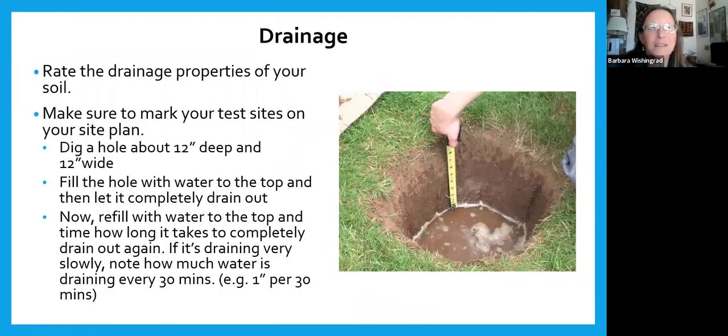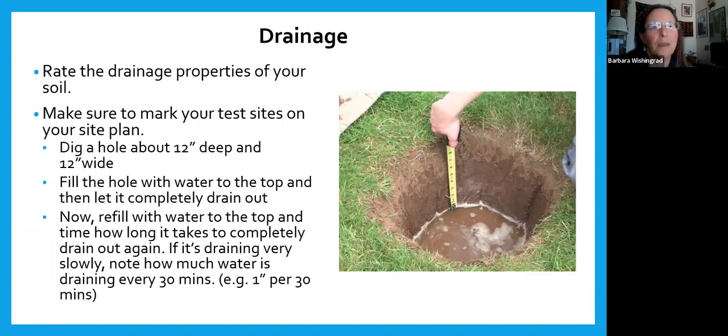And it is interesting to see the drainage properties of your soil. This is a pretty interesting test to do. Basically, you dig a hole about 12 inches deep and 12 inches wide. You fill it with water to the top. You let it completely drain out. And how fast it drains out varies greatly, depending on what kind of soil you have.